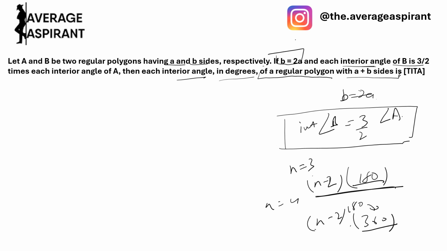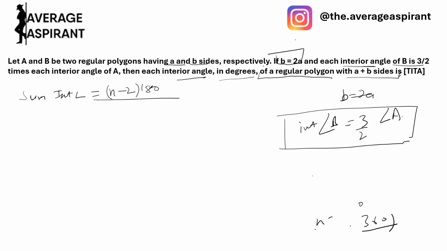So here the sum of all interior angles is equal to n minus 2 into 180. If you can remember this formula, it's very good. If you can't, just try to think with the smallest possible regular polygon. Then you will be able to help yourself. So now this is the sum of all the interior angles, n minus 2 into 180.